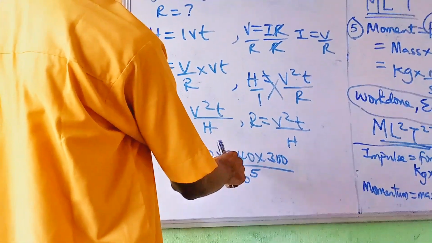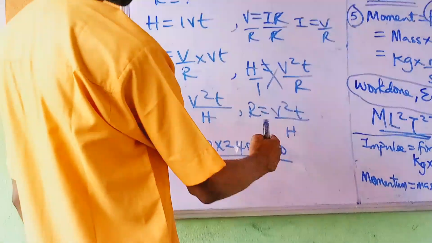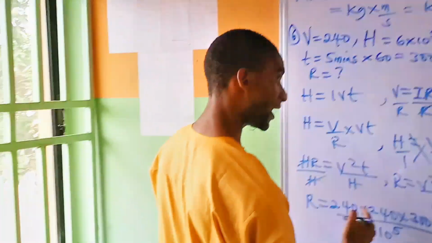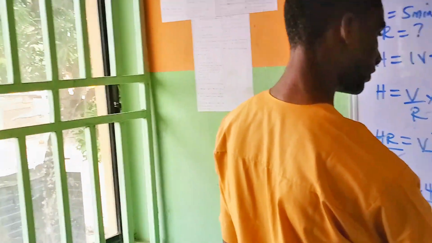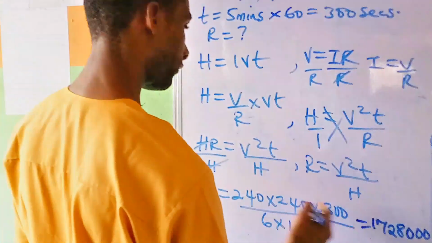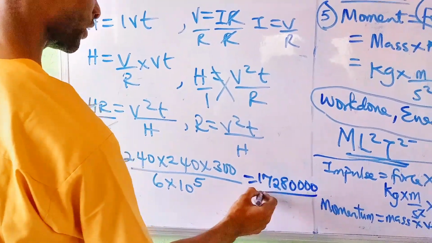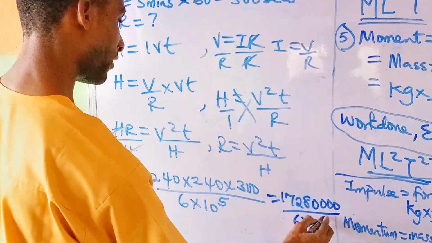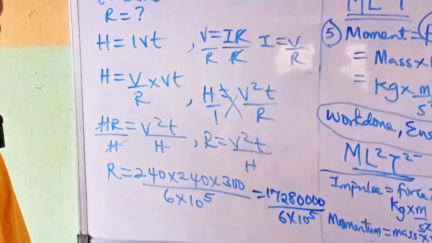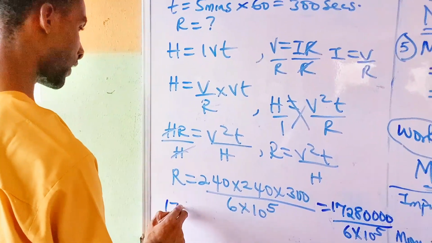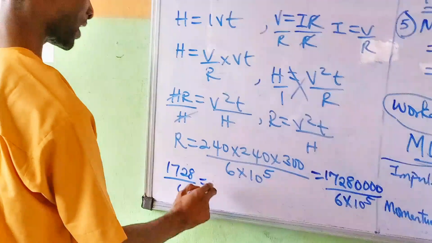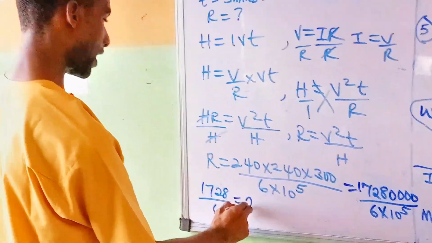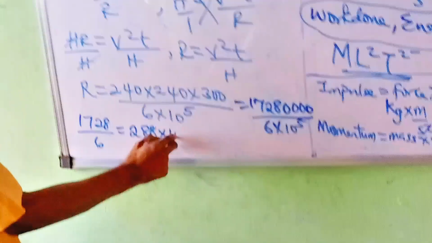So you have 24 times 24 times 3. If you punch your calculator and multiply all of this, you have 1728,000. That is 1, 2, 3, 4 zeros, all divided by 6 times 10 raised to the power 5. So what do I need to do here? I'll just divide my 1728 by 6. If I divide that, what would be the answer? 288, right? I would have 288 times 10 raised to power.